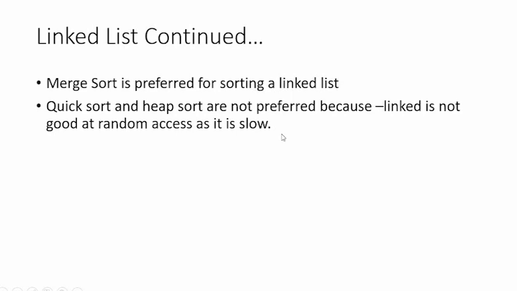Now if you want to sort the linked list, the recommended way would be merge sort. Again, because random access is very slow in a linked list compared to arrays, because arrays can be randomly accessed through their index. So merge sort is the recommended sorting if you are dealing with a linked list, and quick sort and heap sort are not preferred, obviously, because of the poor performance in random access. So this is all in linked list.